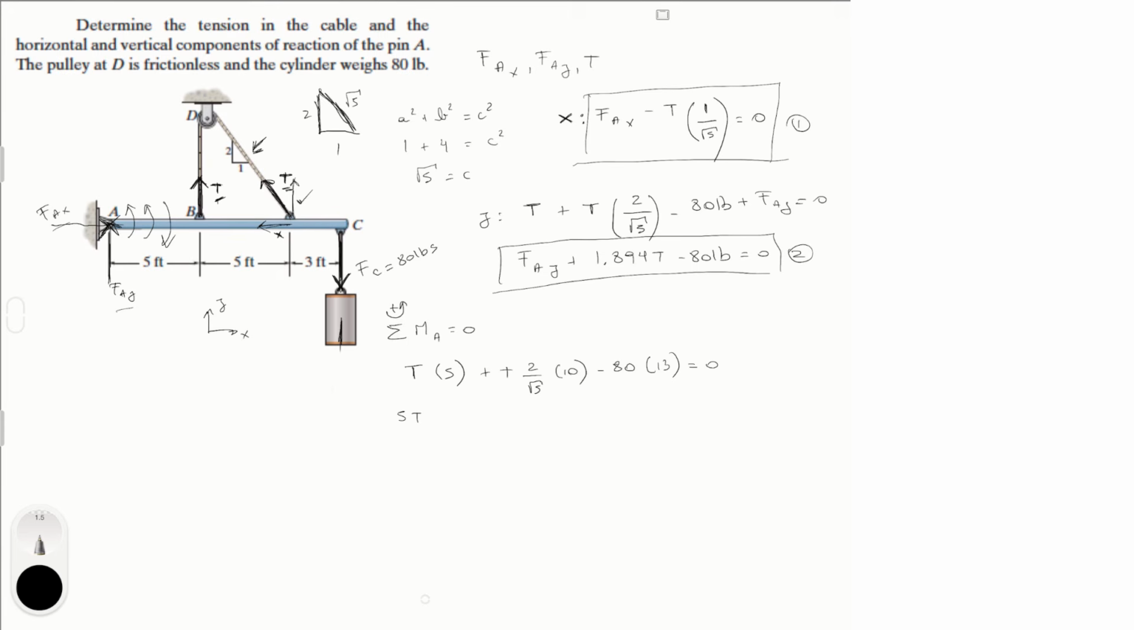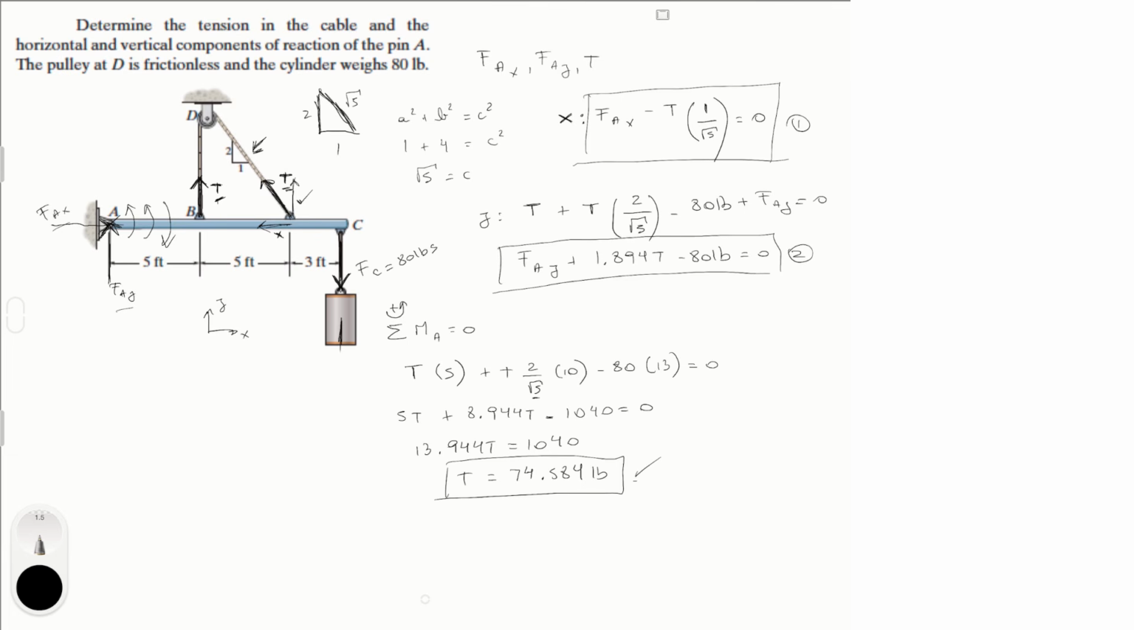So we have 5T plus 8.944T, by multiplying this fraction by 10, minus 80 times 13, which should be 1040, which is equal to 0. So 13.944T is equal to 1040. T is equal to 74.584 pounds. We got T.